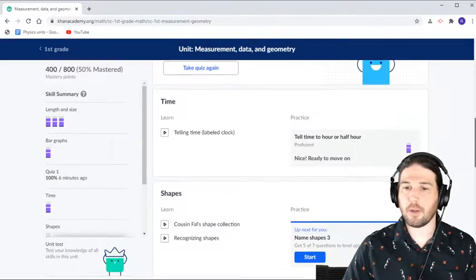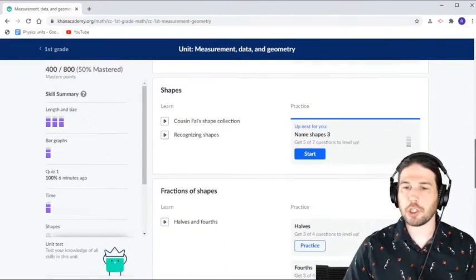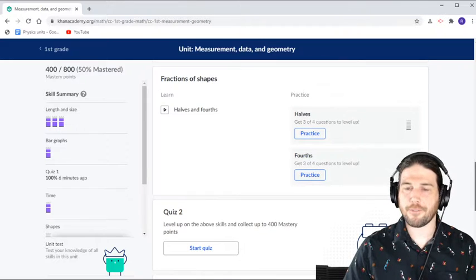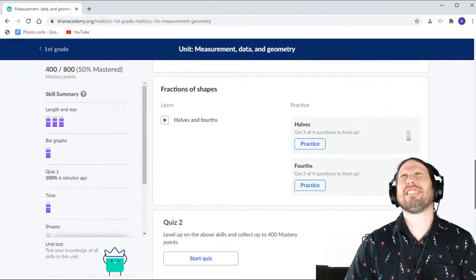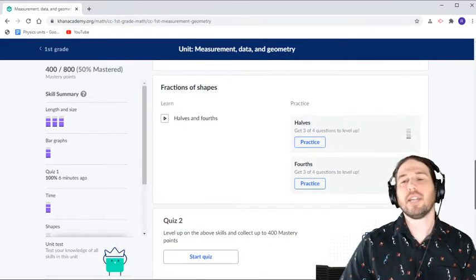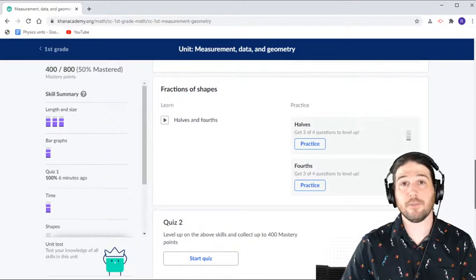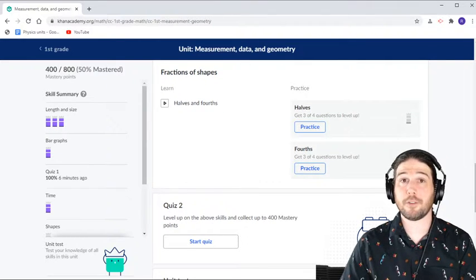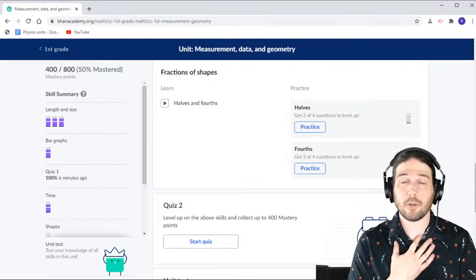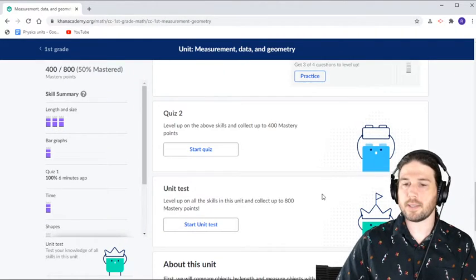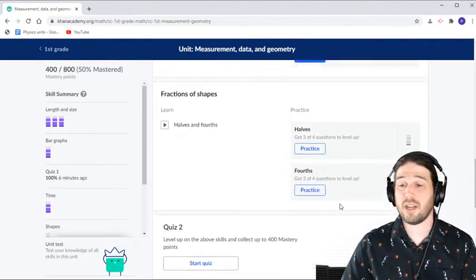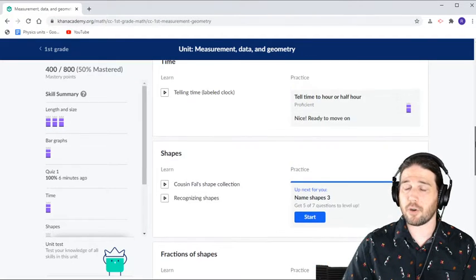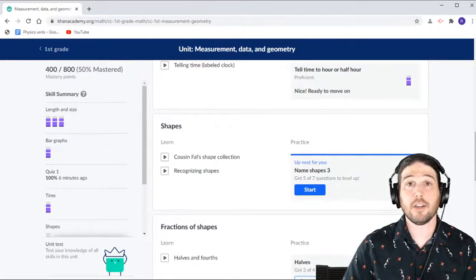Okay, so now that was time. Now we're up to shapes. What else do we got? We got fractions of shapes. Not fractions, no. It's fine. It's just cutting things in half or cutting things in fourths. I'm sure you can handle it. Don't be afraid. You've got me here. I'll hold your hand. Then we've got a quiz. Then we've got a unit test. Then we've got the course challenge, and then we're done for the evening.